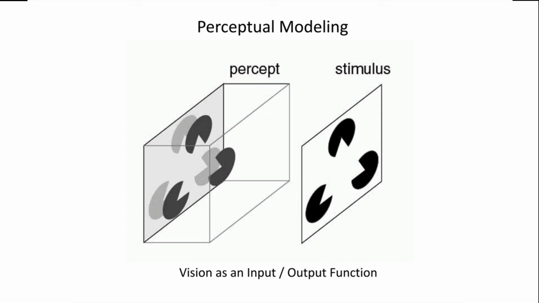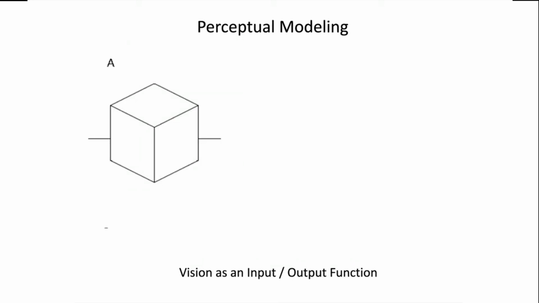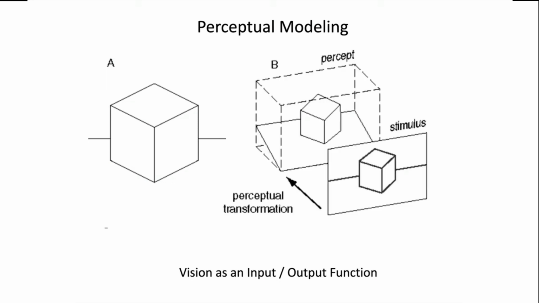The reality of the visual percept motivates a perceptual modeling approach in which we describe vision as an input-output function beginning with a two-dimensional visual stimulus and ending with a three-dimensional perceptual object. For example, this figure here stimulates a three-dimensional percept of a box in a corner, so the perceptual transformation is the transformation from this two-dimensional stimulus into this vivid three-dimensional percept.